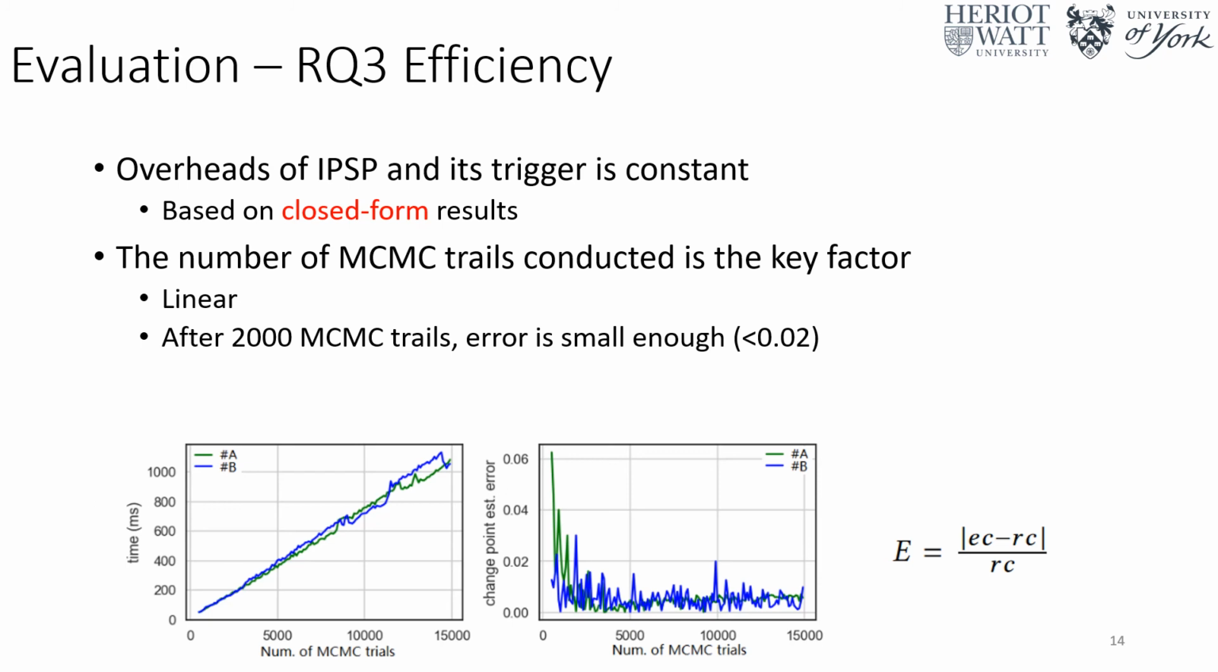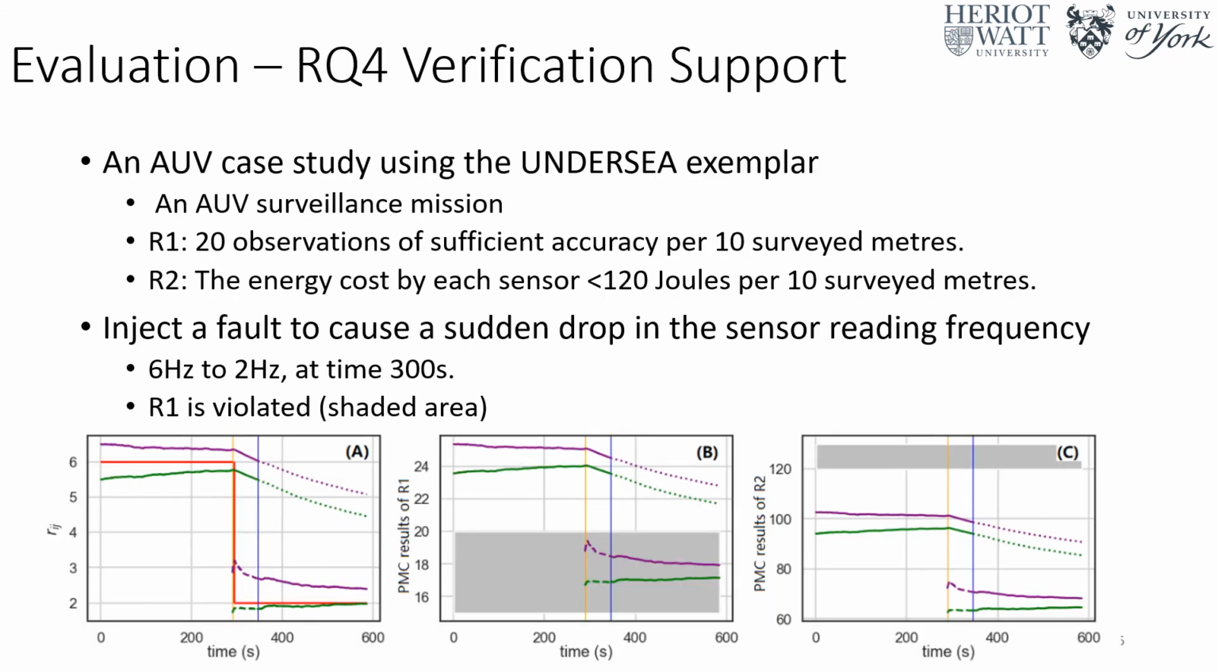Based on the experiments in the first figure below, we found out the time is basically linear to the number of MMC trials conducted, and when the number of trials is more than around 2000, the change point error is small enough, as shown in the second figure. On my 4-year-old laptop, if we do 2000 MMC trials, our approach can finish in 0.2 seconds, which seems fast enough.